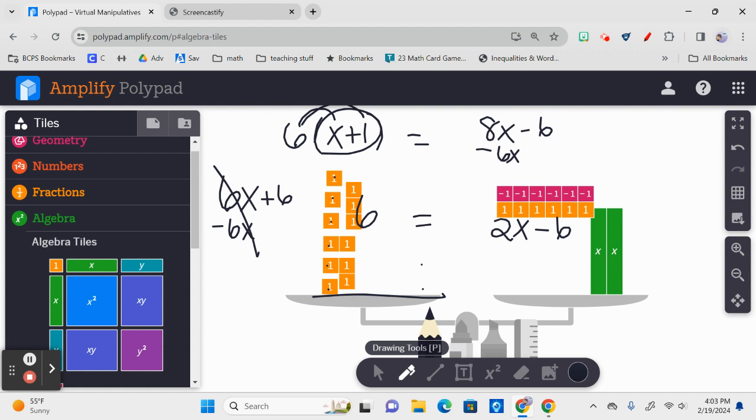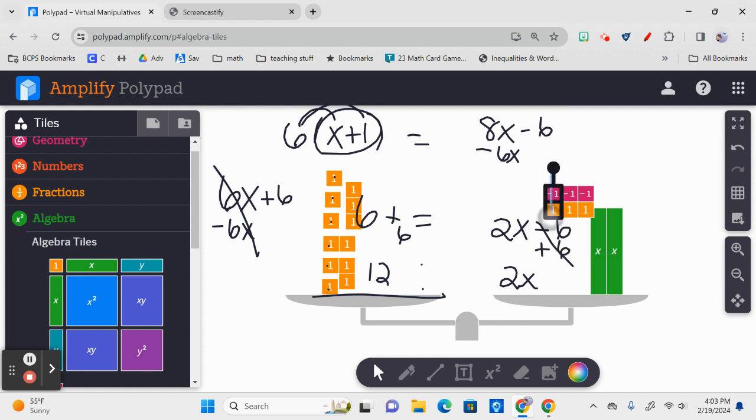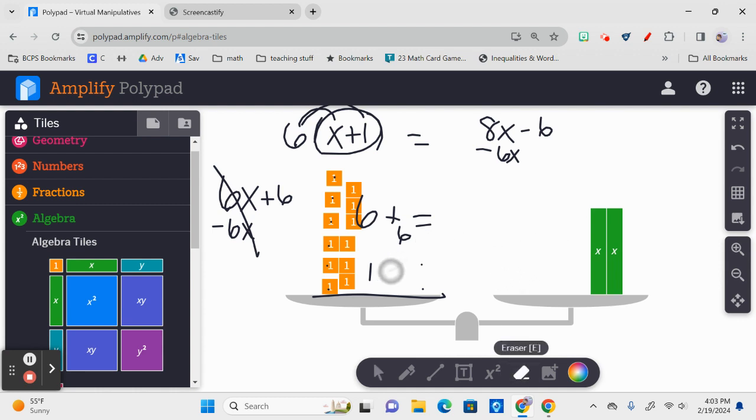And algebraically, what that looks like is adding 6 to get 2x and adding 6 to get 12. I can get rid of a negative 1 and a 1 because they make 0. I can get rid of a negative 1 and a 1. So I can get rid of all my 0 pairs, and I still stay balanced. So now I know that 2x's are equal to 12. I'm going to erase some of this to give me space to write.